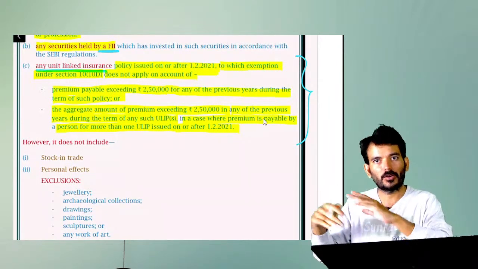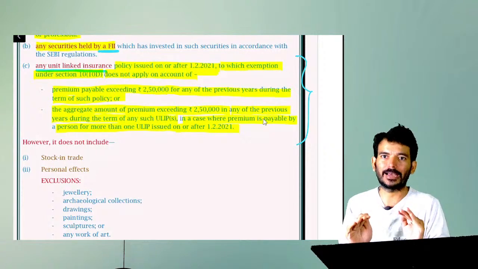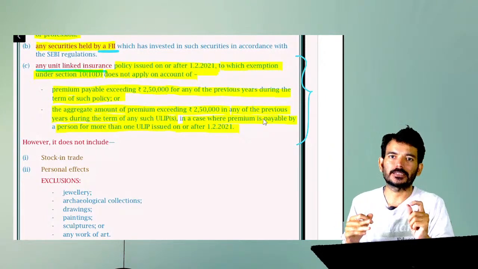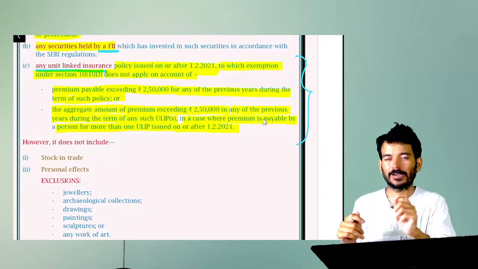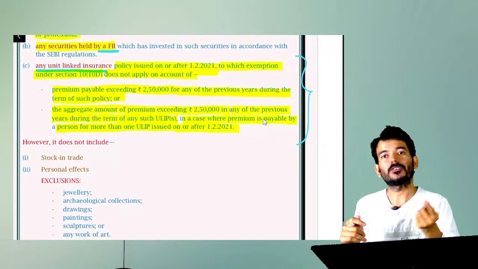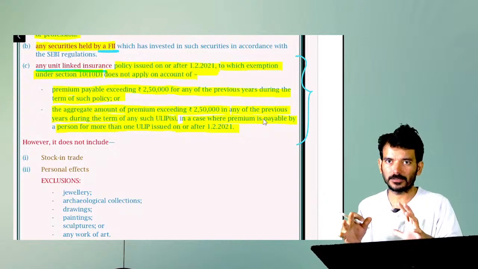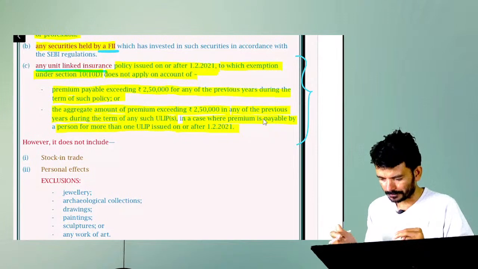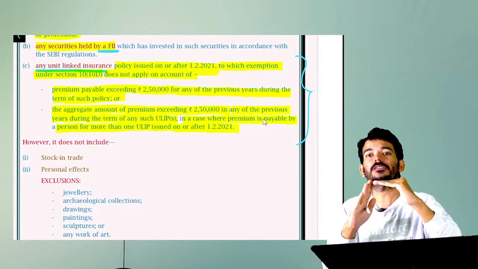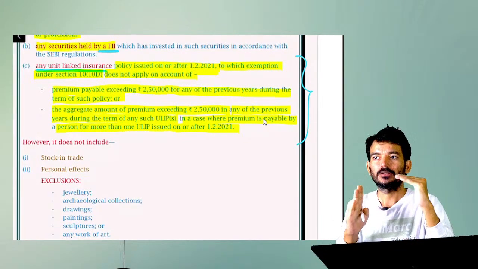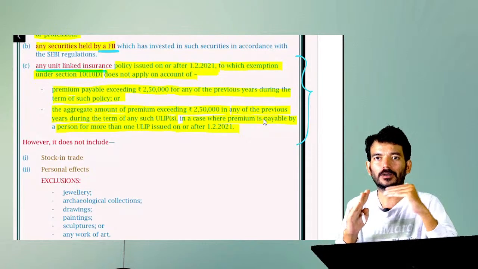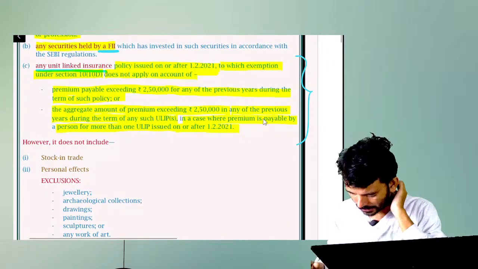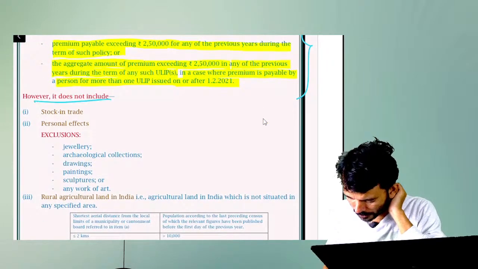On redemption, when you get back your money, you have to pay tax on that. So put it in very normal language: any asset or any property, whether or not connected with your business, is a capital asset. For FIIs, their own instruments, even though it is stock in trade for them, are still a capital asset. Plus ULIPs which do not meet that exemption, exceeding the limit of 2.5 lakh, that also is a capital asset. But it does not include stock in trade.